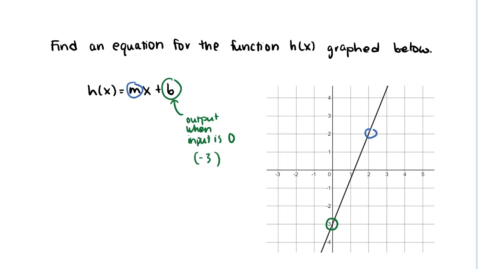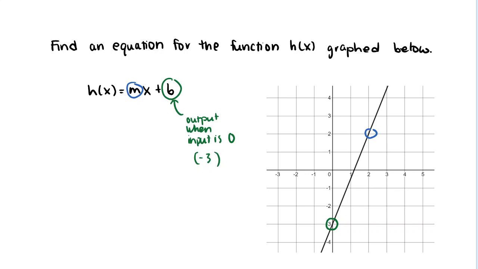We take 2 points that we see clearly on the graph of this function. Right? These are 2 points where I can see the inputs and the outputs. And so we can find the rate of change between these 2 points, and that'll be the rate of change of this linear function. And so the rate of change here, again, it's the change in the outputs divided by the change in the inputs.